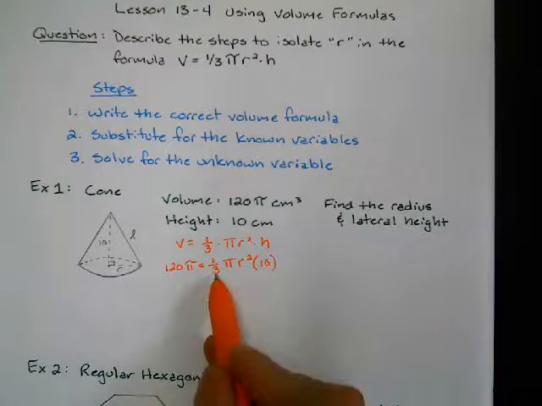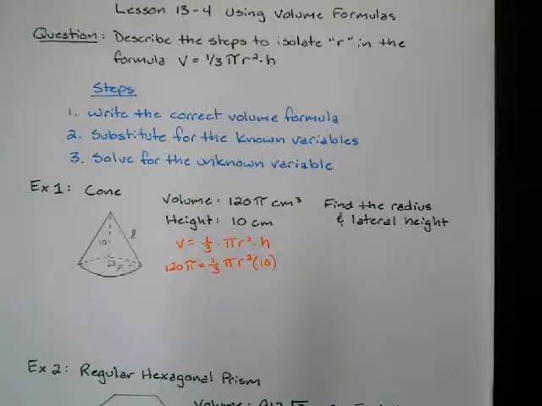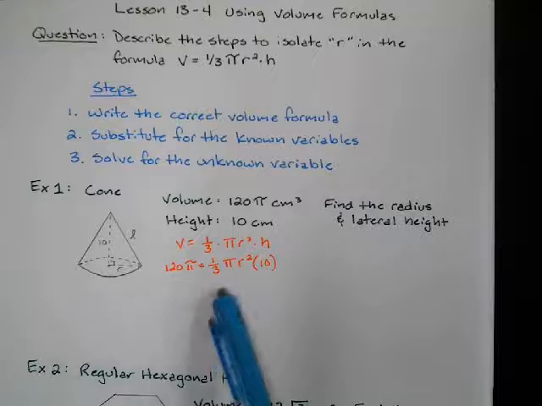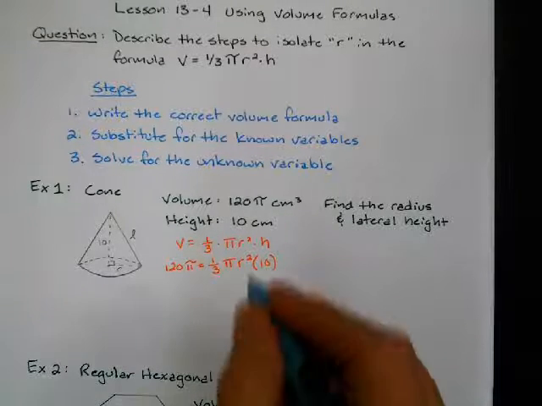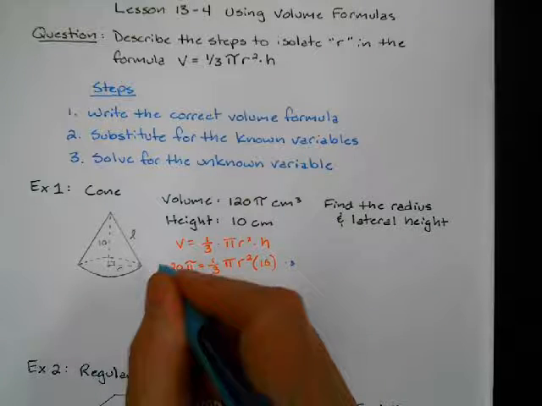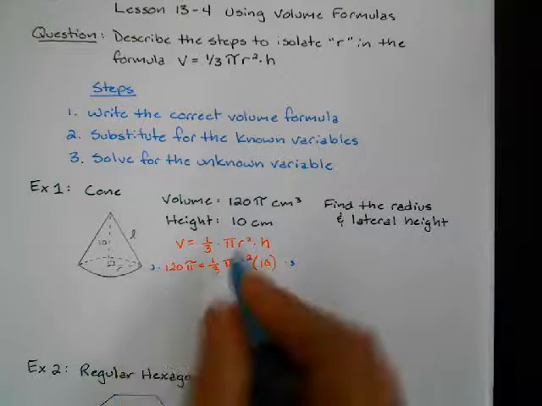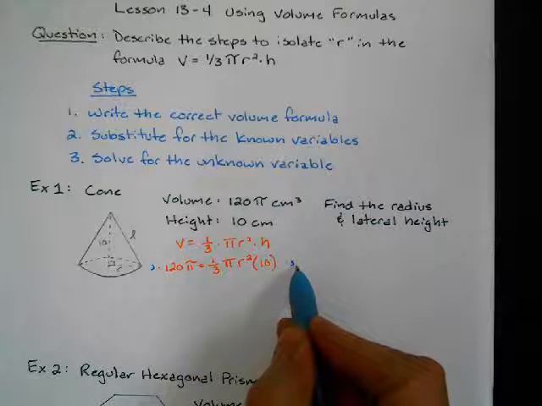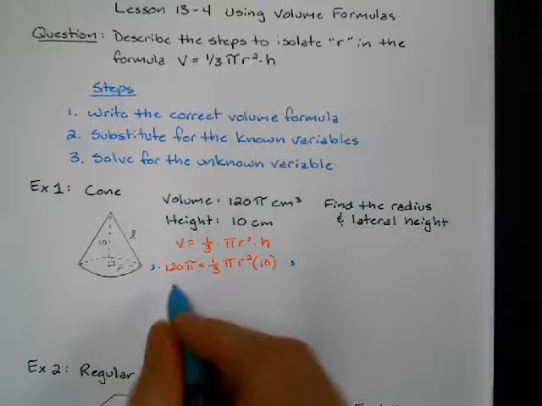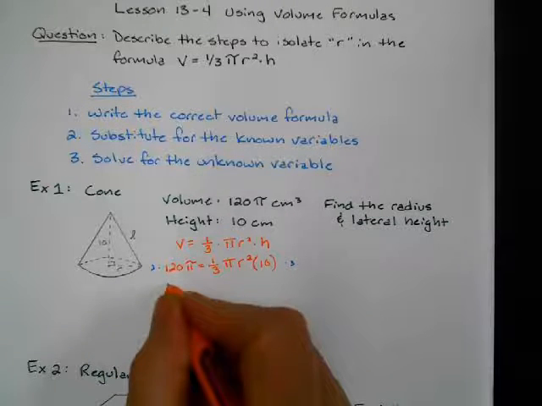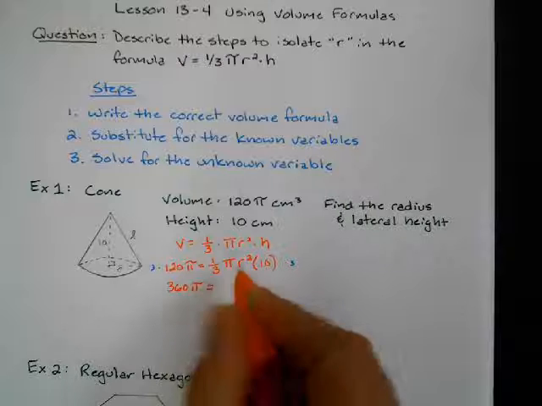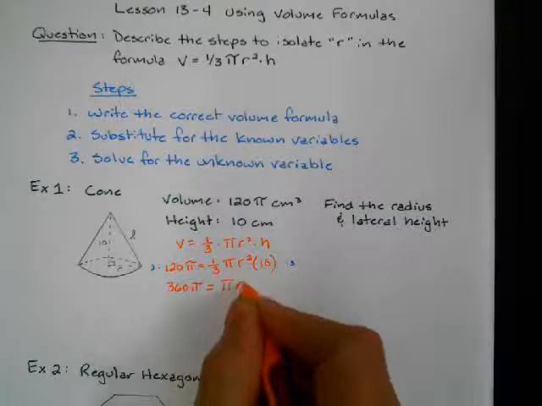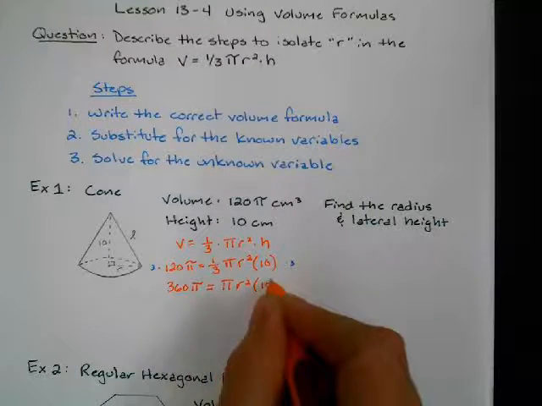Let's deal with the 1/3 first. In order to undo the operation of multiplying by 1/3, we can multiply both sides by 3. So if I multiply this side by 3 and this side by 3, because 1/3 times 3 is just 1, right? So 3 times 120 is 360 over here. And now we have pi r squared times 10.